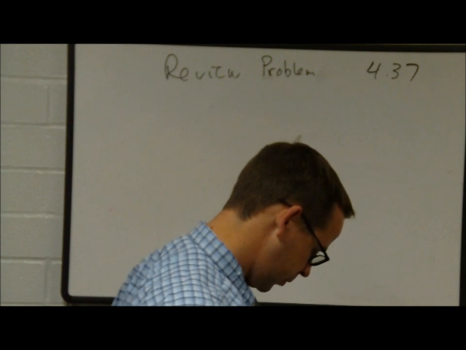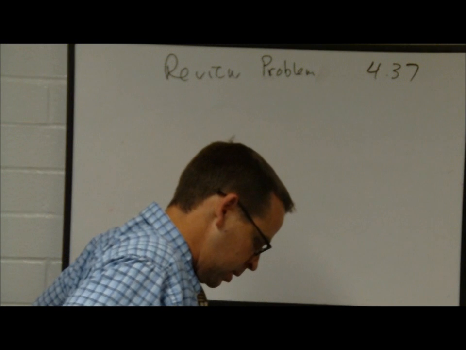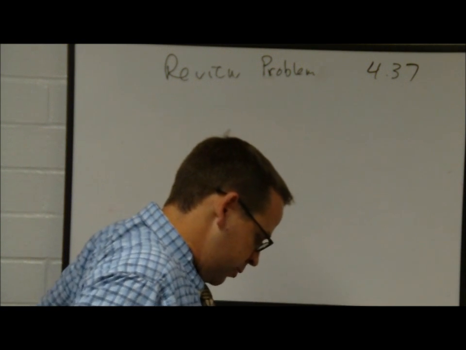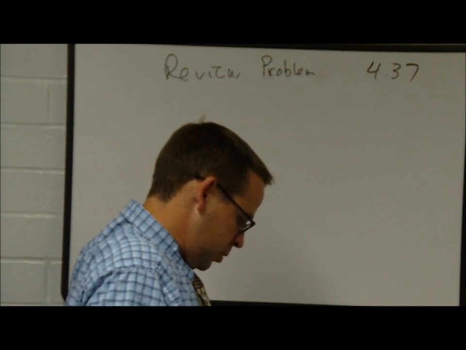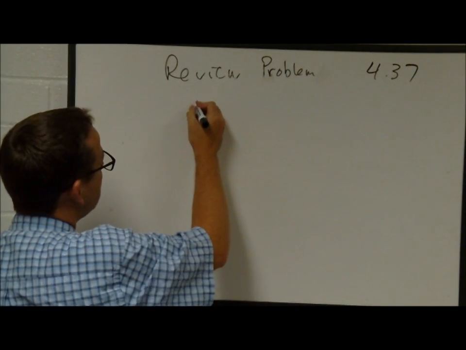437 says aluminum sulfate, Al2(SO4)3, is a compound used in sewage water treatment plants. Construct a pair of conversion factors that relate moles of aluminum to moles of sulfur for this compound. Al2(SO4)3.